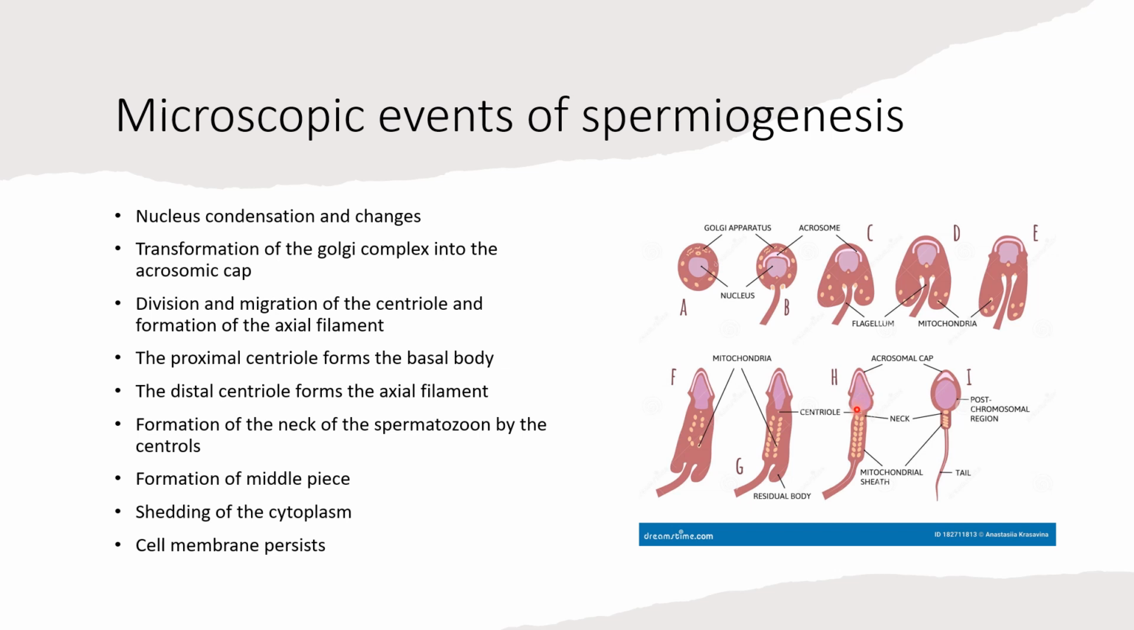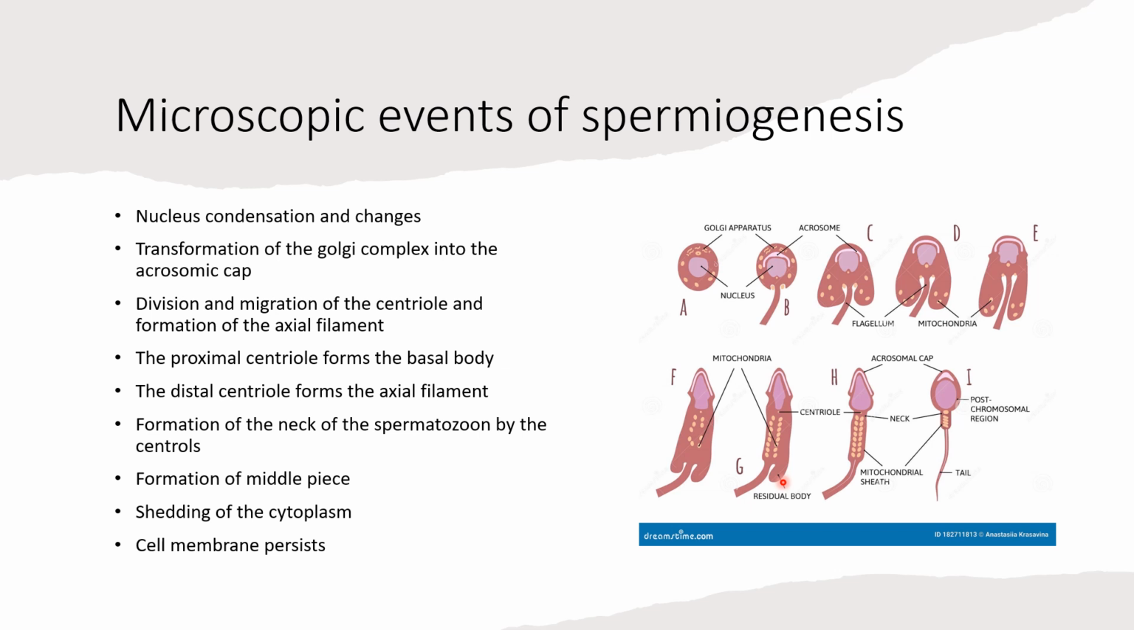So while the Golgi complex forms the acrosomal cap, the centriole aligns to form the middle piece. All this part is actually the microtubular structure, which is formed by the centriole or the axial filament. And then you also have cytoplasm being shed to reduce the size at this point.